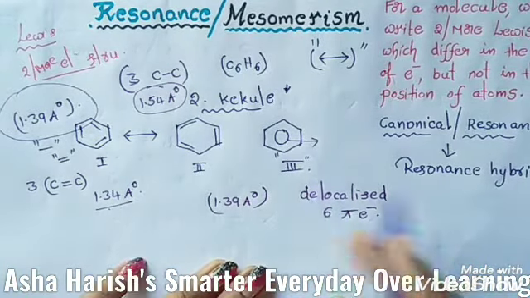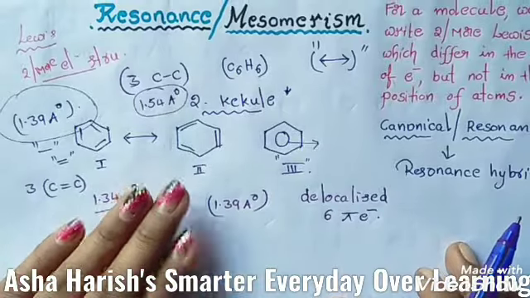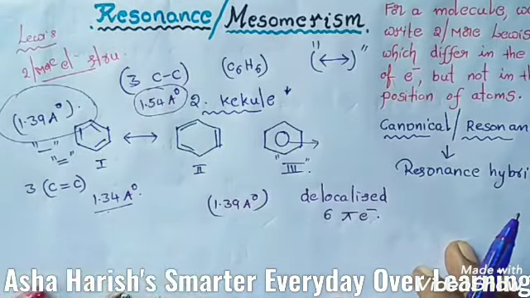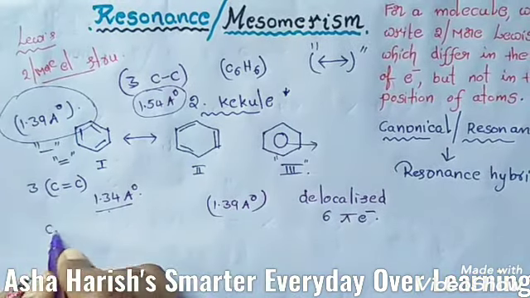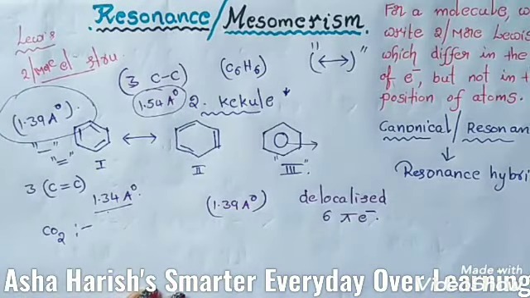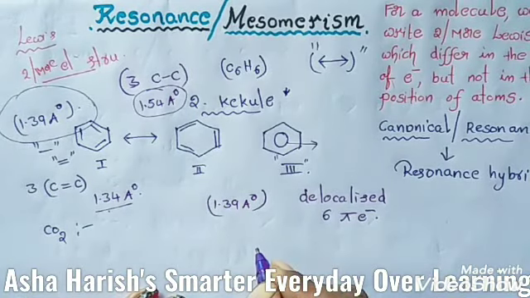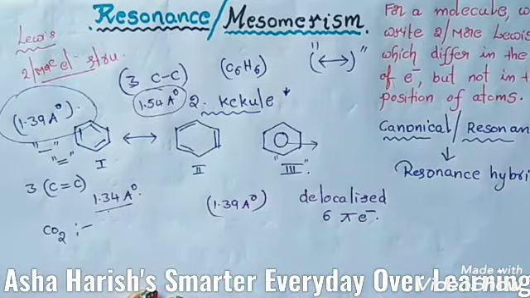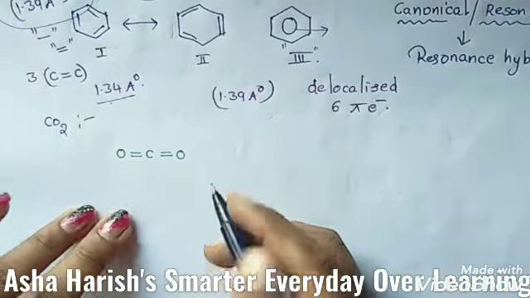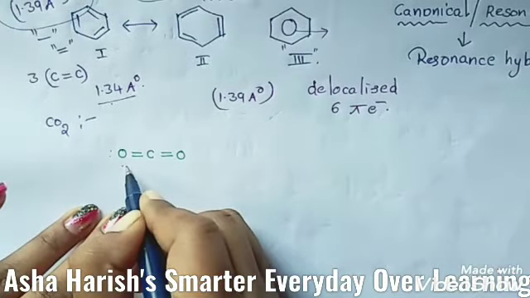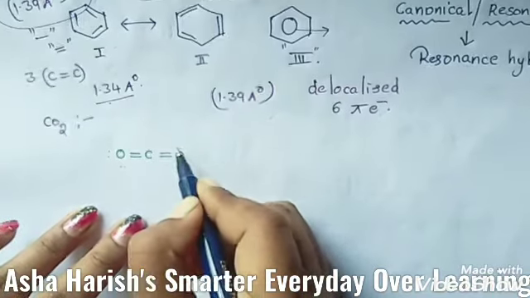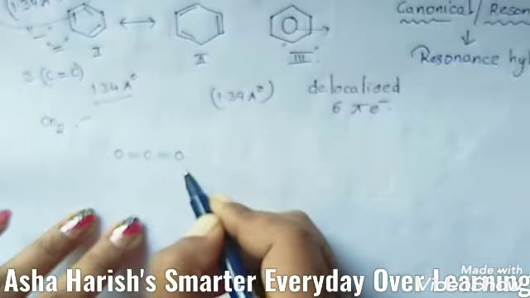Okay students, I hope you understand these three resonance structures of benzene. Similarly, carbon dioxide, whose formula you know very well is CO2, can be written as a resonance hybrid. I am going to show you the resonance structures of carbon dioxide. This is the structure of CO2. Here there are two lone pairs of electrons on each oxygen.